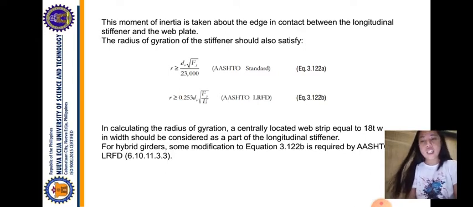In calculating the radius of gyration, a centrally located web strip equal to 18 t sub w inches in width should be considered as a part of the longitudinal stiffener. For hybrid girders, some modification to Equation 3.122b is required by the AASHTO LRFD 6.10.11.3.3.